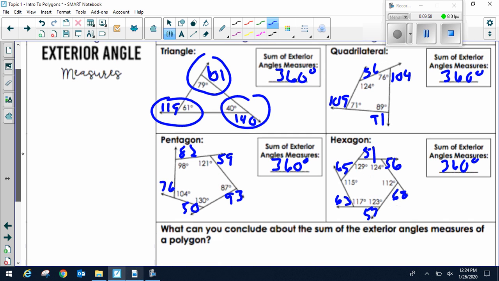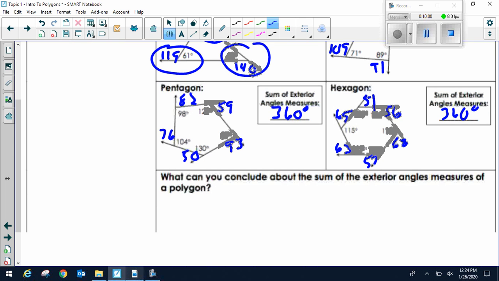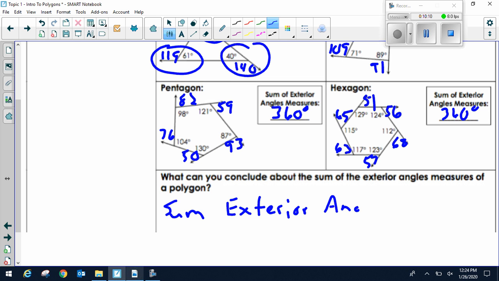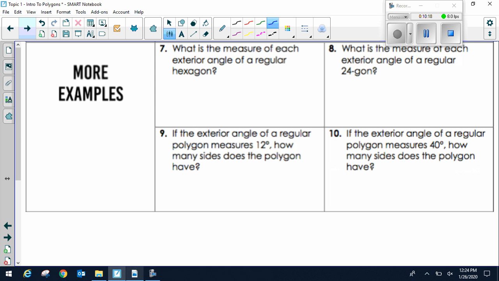So what are you noticing? A theme here. The sum of the exterior angles of all polygons is 360 degrees, no matter what. So let's do some examples.